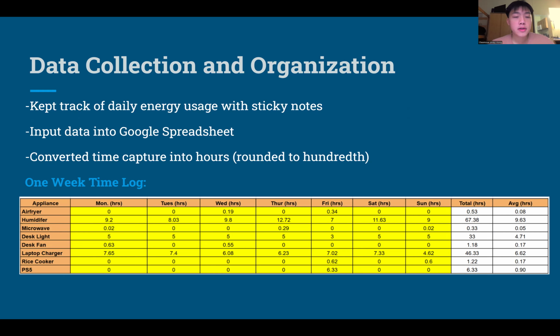I essentially kept track of my data with the use of sticky notes. And then after a week of collecting data, I input that into a Google spreadsheet, and I made sure to convert the times I collected into hours, and I rounded it to the hundredth just for convenience, and it's easier to work with.